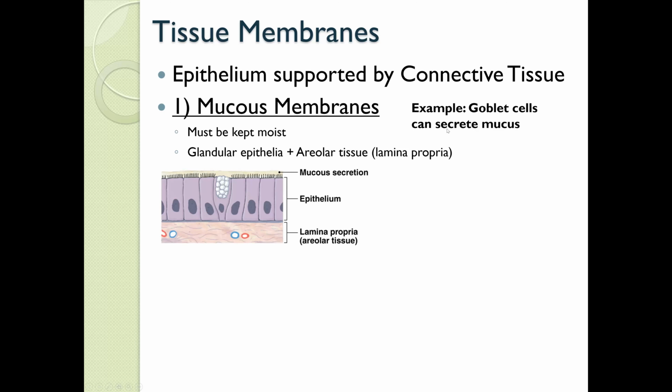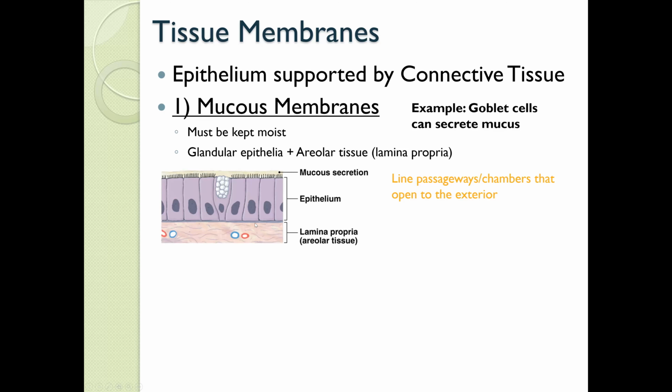So remember, we've also mentioned previously that goblet cells are a special type of epithelial exocrine gland that can secrete mucus. And it's an exocrine gland because it's secreting its secretion onto an epithelial surface, as opposed to endocrine glands, which secrete their secretions into the interstitial tissues. So altogether, this makes up the mucous membrane: the epithelium with the glands and the mucus, plus the underlying areolar tissue, which in this case is called the lamina propria.